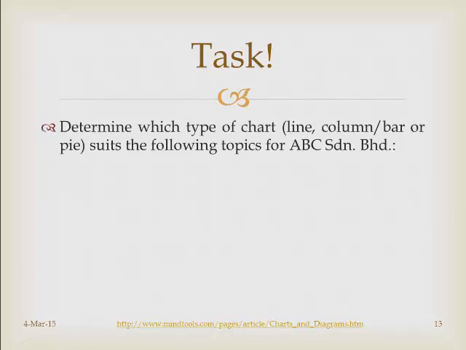To test whether you really know which is the most suitable chart that you should use for different topics, we're going to do this little task. So determine which type of chart, whether it is a line chart or the column or bar chart or a pie chart, which includes the donut chart, suits the following topics for this particular company. Let's say ABC Sdn Bhd, they want to find out certain things about their employees or their company. Which do you think is the most suitable type of chart to represent that kind of data? So let's just have a look.